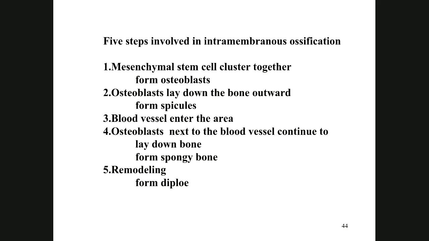Most likely it would ask you what are the steps, the correct order, to make intramembranous ossification, okay? So write this down. First step is mesenchymal stem cells cluster together and form osteoblasts. Second step, osteoblasts lay down the bone matrix, which forms a spicule. Third is blood vessels enter the area. Fourth is osteoblasts next to the blood vessels lay down bone, forming spongy bone, and then you get remodeling that forms the diploë. So think of the diploë as the last part.